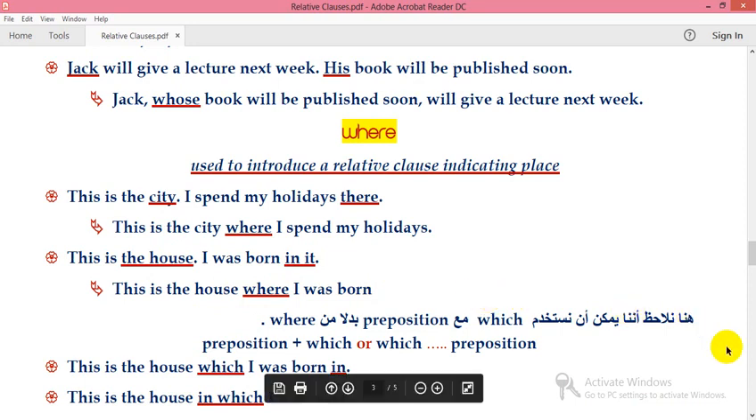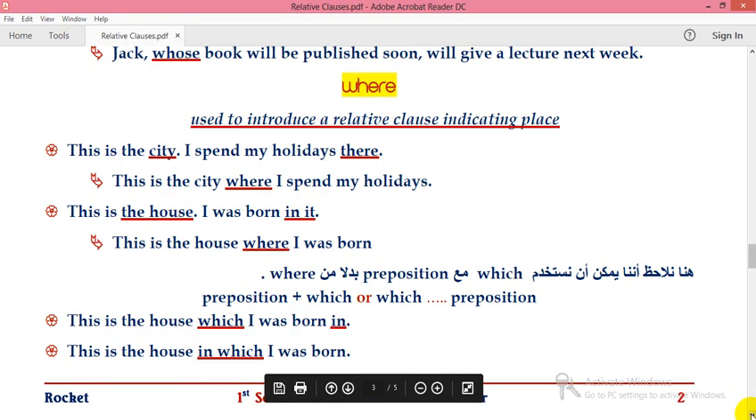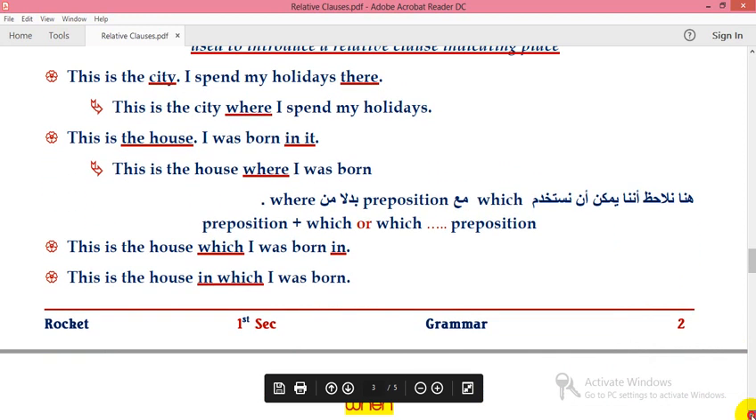Sometimes we can use which instead of where. Which can be used instead of where while we are indicating place, when there is a preposition. So, this is the house which I was born in. Which then preposition, or preposition plus which, as we will see here: this is the house in which I was born. Of course, in can be on, can be at, depending on the thing we are talking about.